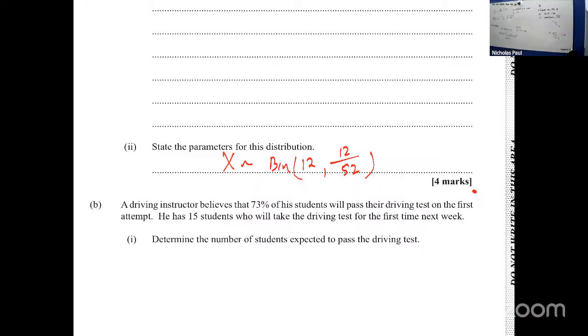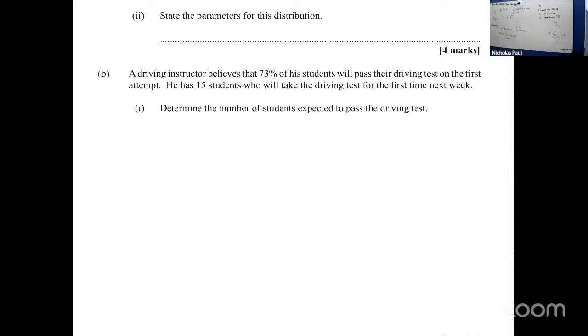Next part is the one on the expected value. Don't just jump into finding the expected value. Tell them the distribution first. X follows a binomial distribution with n equal to 15 and p equal to 0.73. So 0.73 is the proportion of people who will pass the driving test. Since they want the expected value, write the formula n times p, and you are good to go.